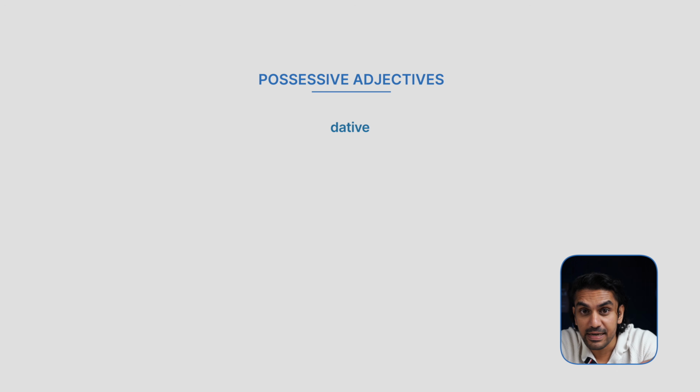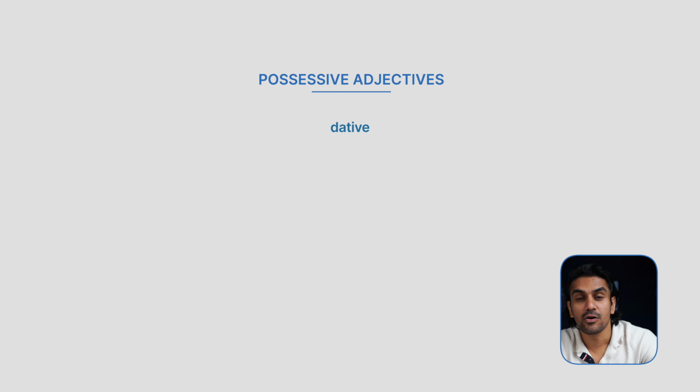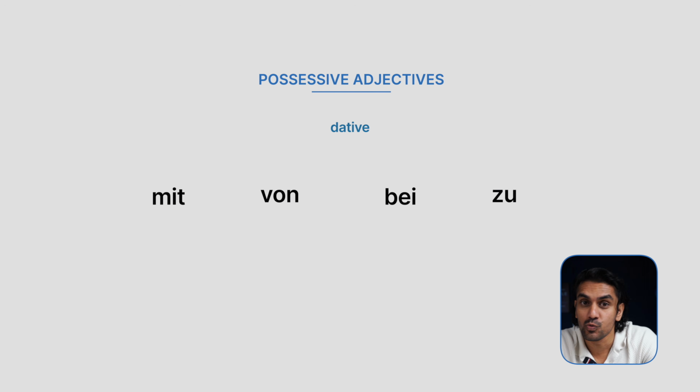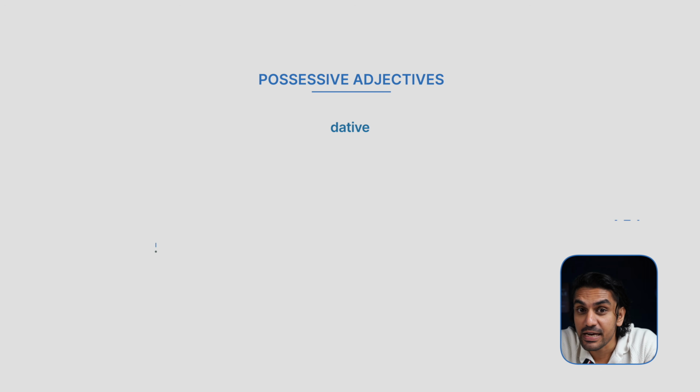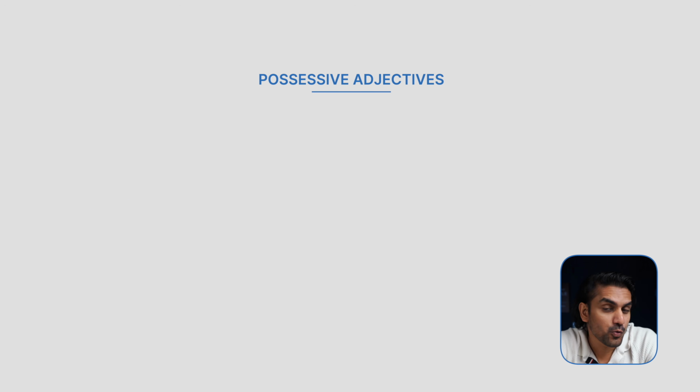Now the dative case often comes after certain verbs like helfen, to help, geben, to give, danken, to thank, or also prepositions like mit, von, bei, and zu. This is where the endings change the most. So masculine and neuter gets em, feminine gets er, and plural gets en. Now let's look at a few examples.